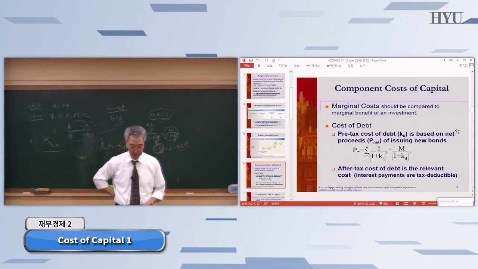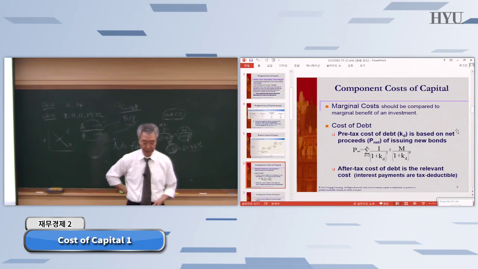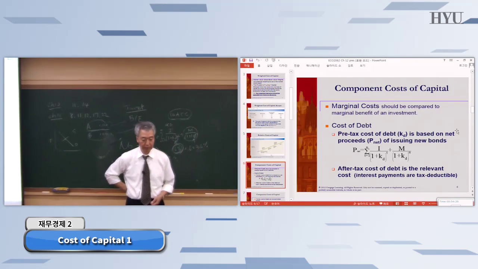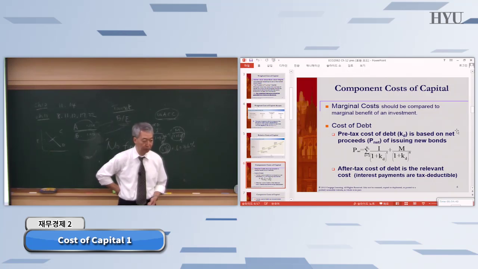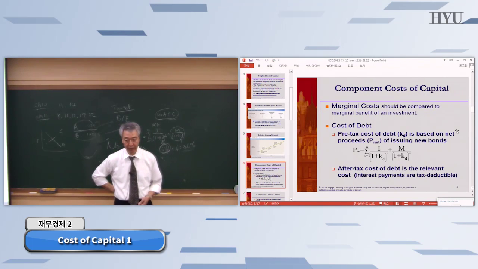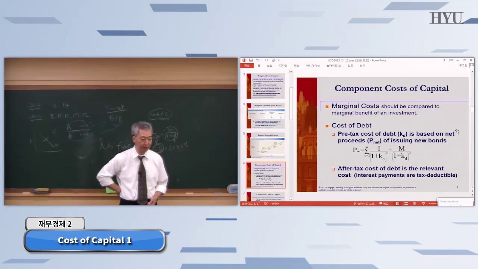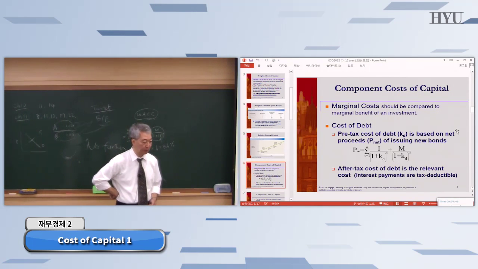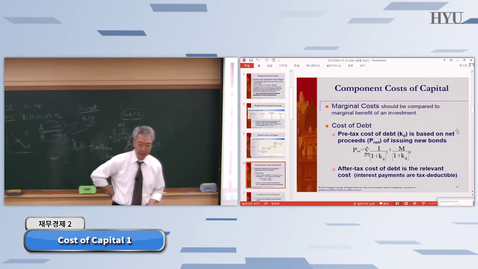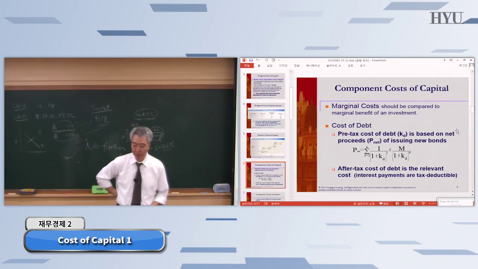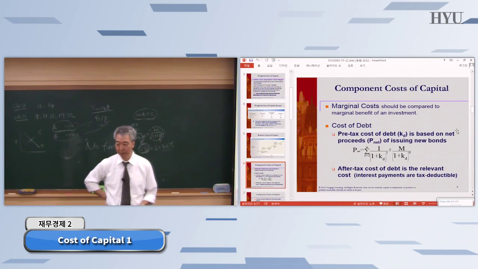Marginal cost should be compared to the marginal benefit of an investment. Right? It's always the same thing. We talk about the marginal cost to the marginal benefit instead of comparing the total cost to the total benefit, right? You understand that concept, right? What's important is marginal cost and marginal return or marginal revenue or marginal benefit.